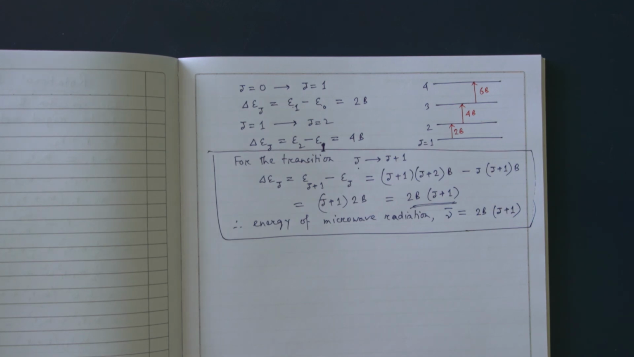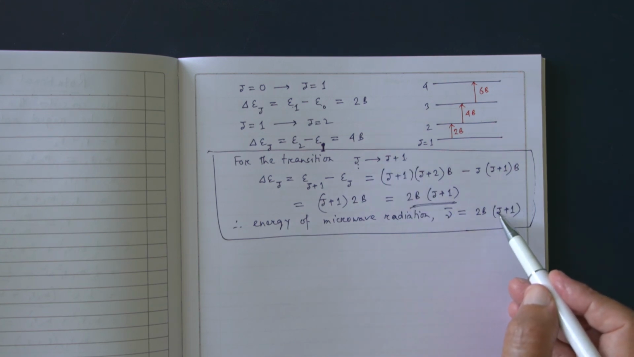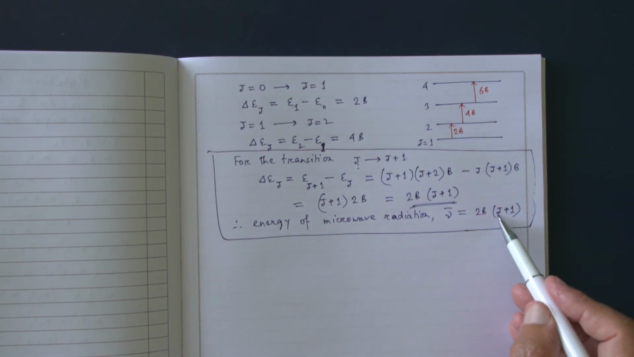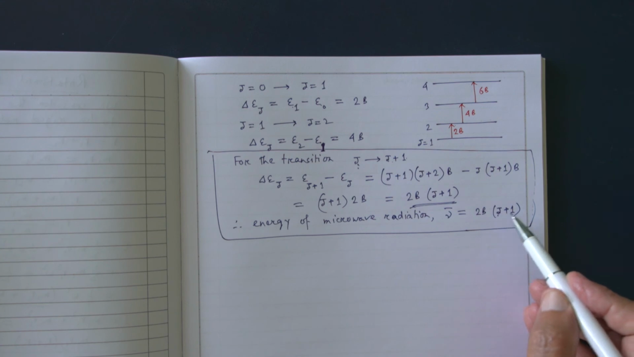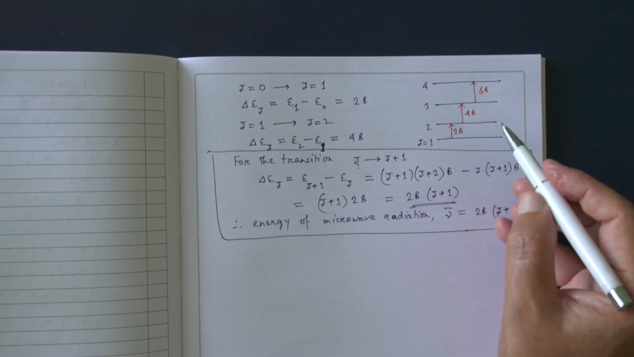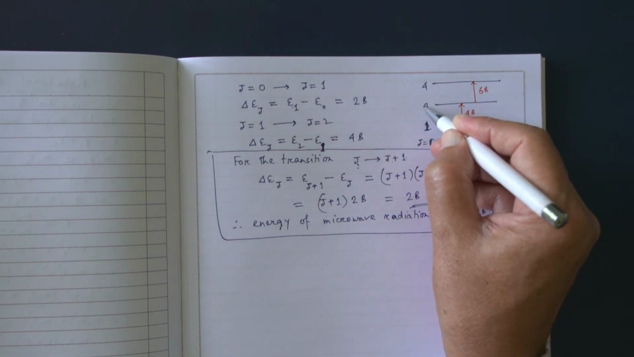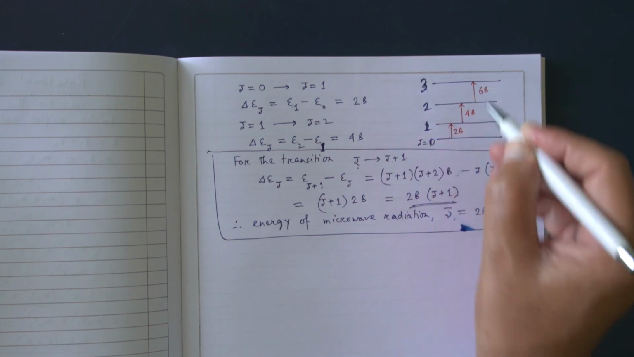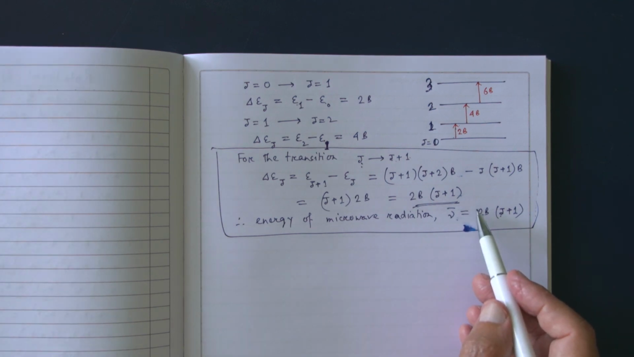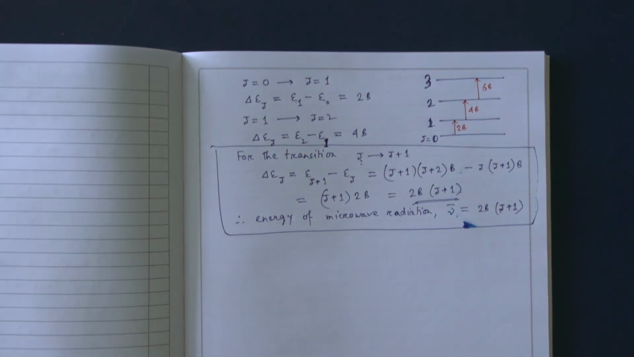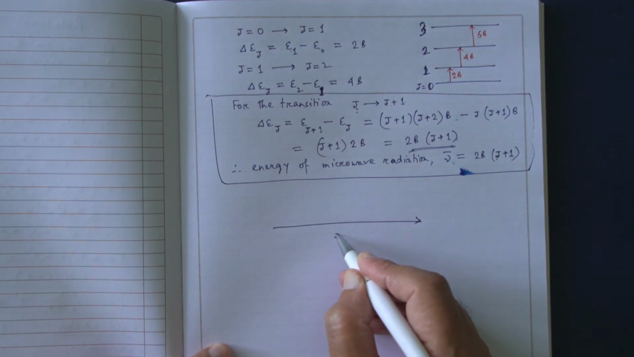You can see here, for J equal to 0, 2B energy is required, 0 to 1. Sorry, this is 0, this is 1, this is 2, this is 3, and so on. Okay, so this is the general formula. So graphically we can show this. So this is the energy of microwave radiation.